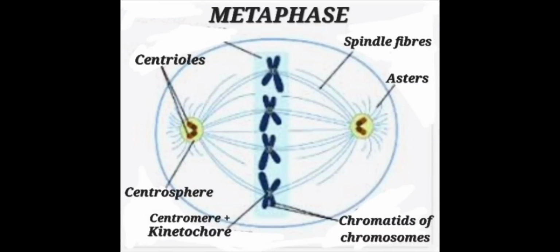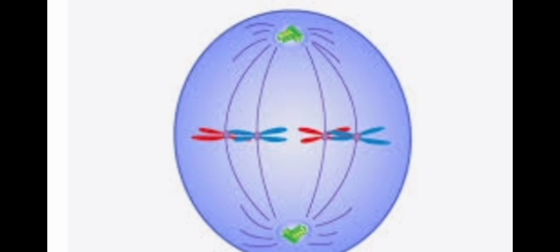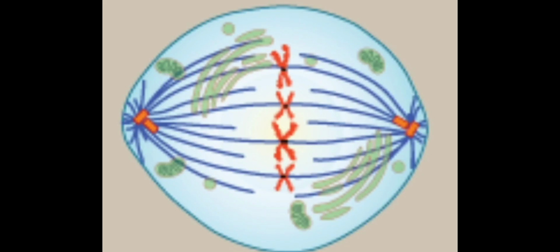Each sister chromatid is attached to a spindle fiber originating from the opposite poles. The chromosomes are maximally condensed by the protein complex called condensins. The cohesive proteins still keep the sister chromatids highly attached together.